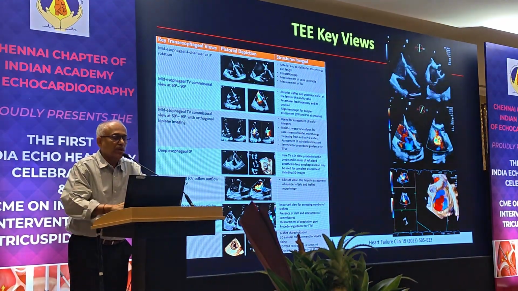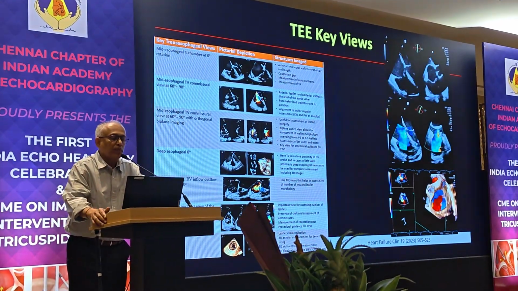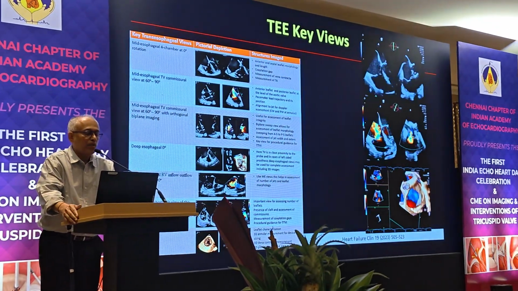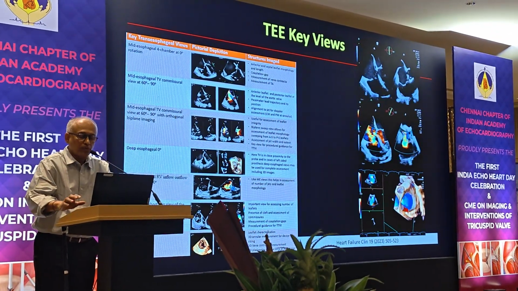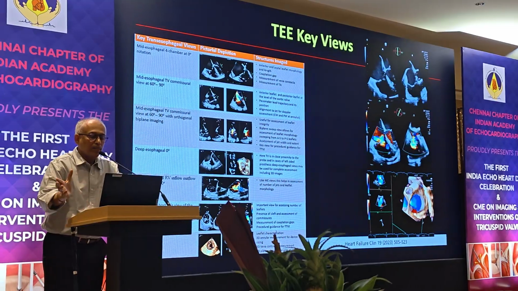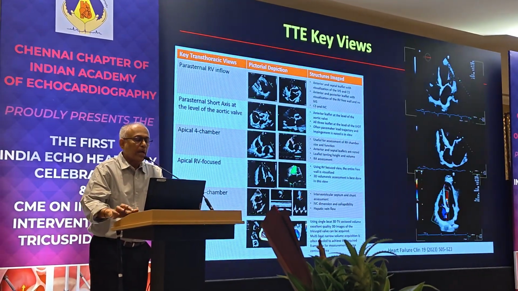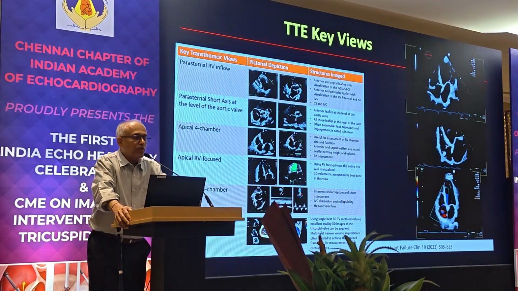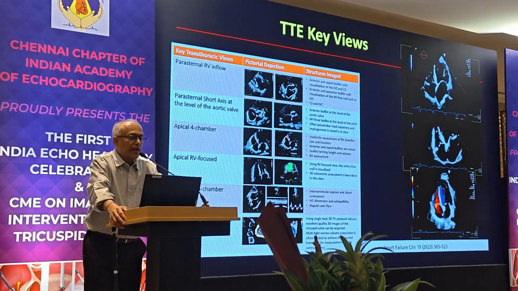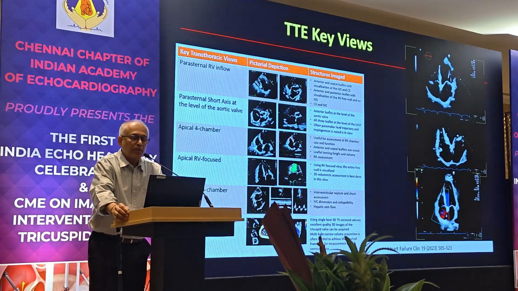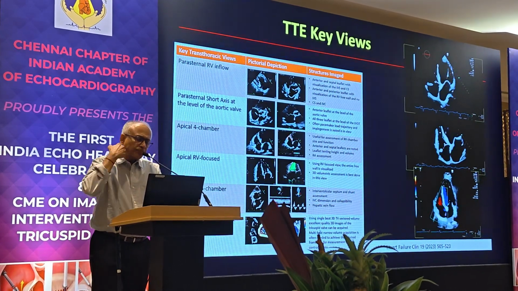So you have this protocol of different images. So this is typically TEE. So you start from mid, high, and you go all the way down. And there are various ways of looking at it, as I showed you. And the TTE also plays a very important role, and it has its own standardized views, which you saw in the morning. So again, to basically see the same thing from a transthoracic view.